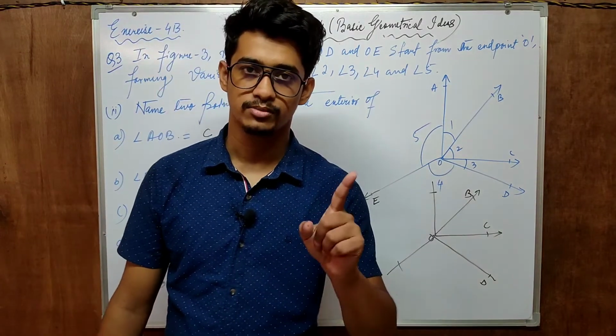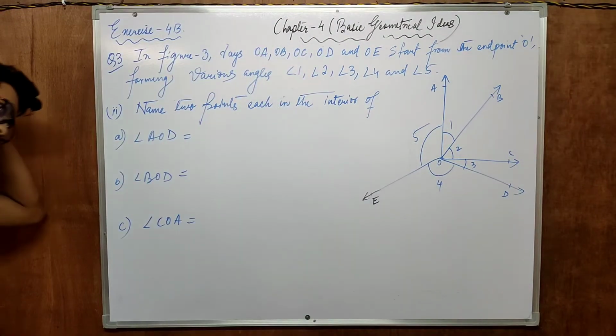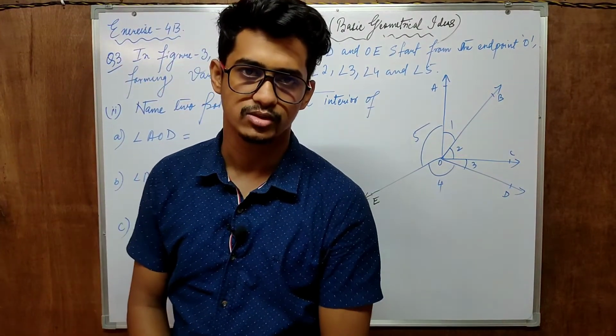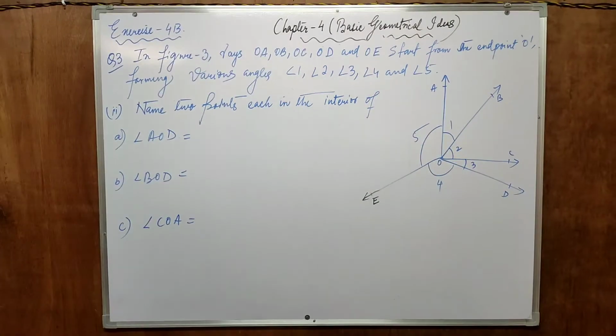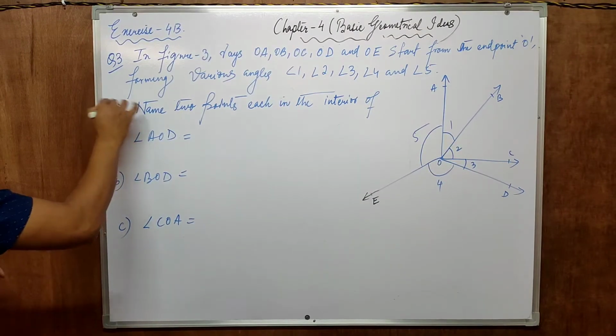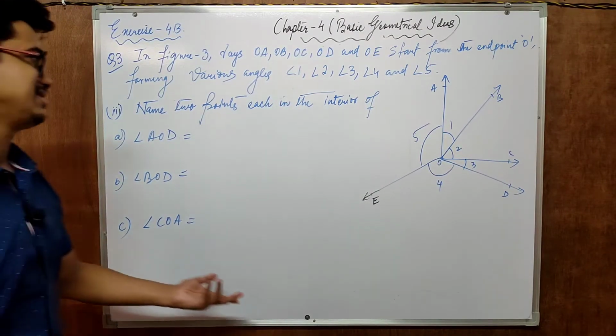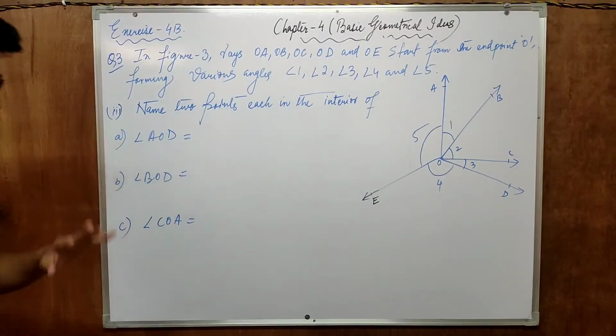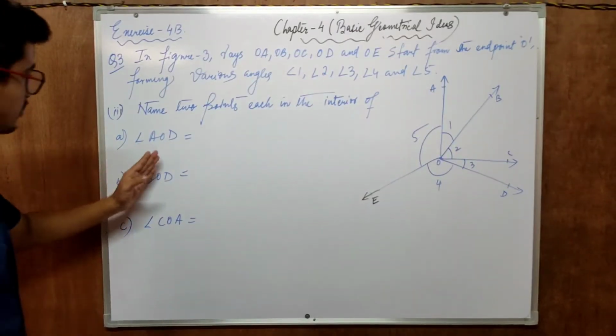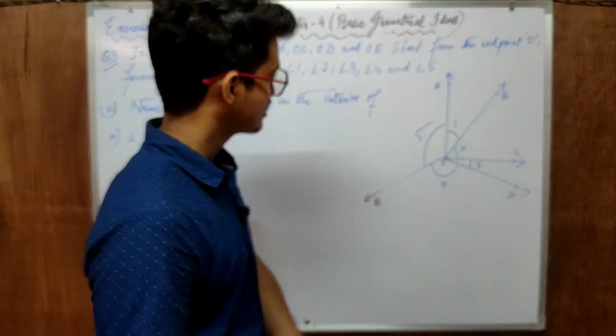Move on to question number 3. Question number 3 is: name the points in the interior of each angle. So we have to find the interior points. The first question is angle AOD. So where is angle AOD?